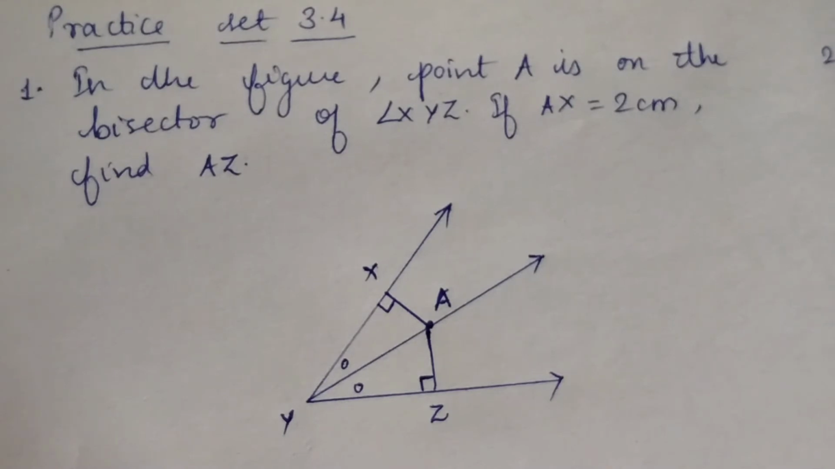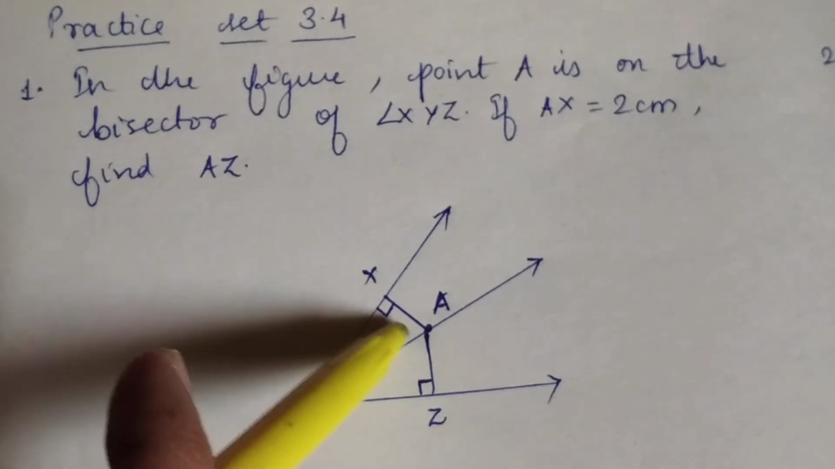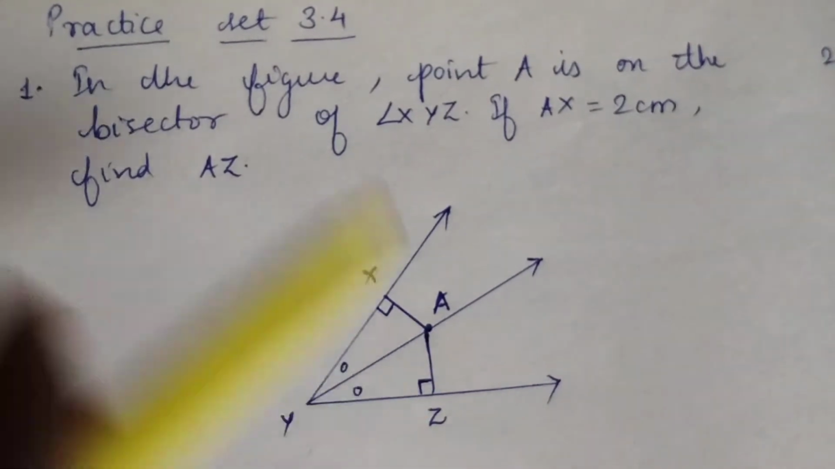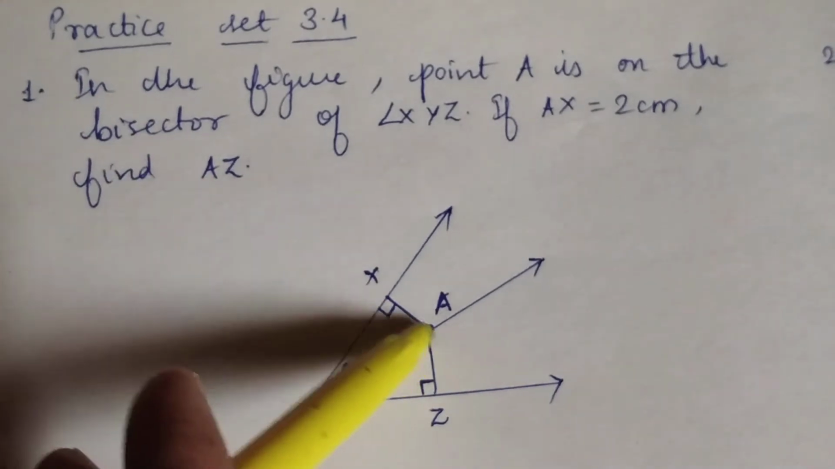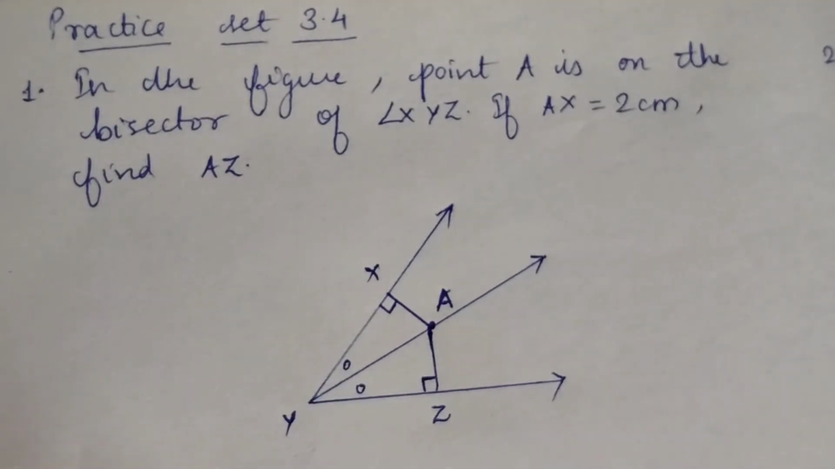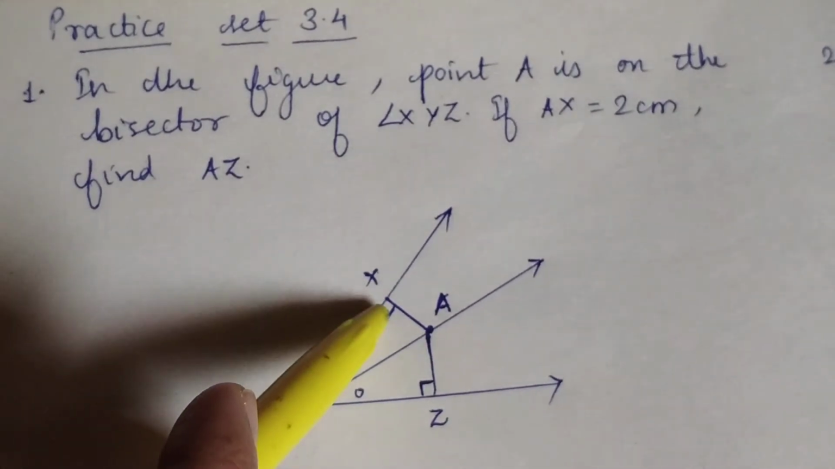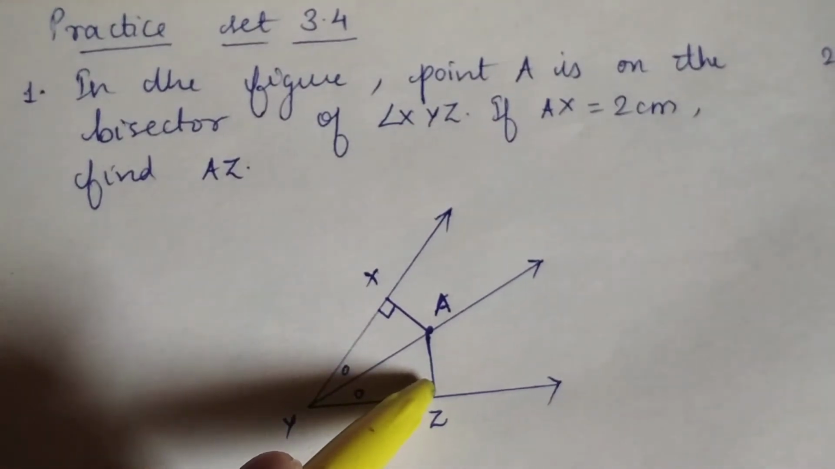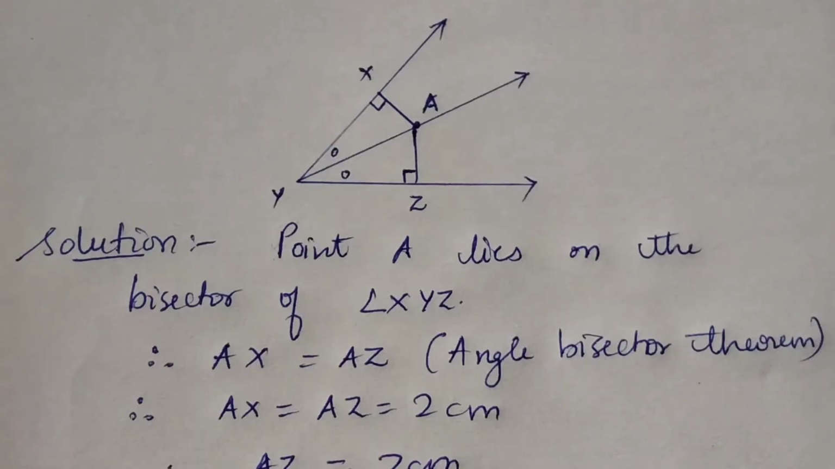Okay, so now they have told that AX is 2 centimeters. How much is AZ? We have already studied, according to angle bisector property, this distance and this distance are going to be equal. Therefore, AX and AZ are going to be equal. So, if AX is 2 centimeter, AZ is also going to be 2 centimeters. But how are we going to write down that first? Let us have a look.